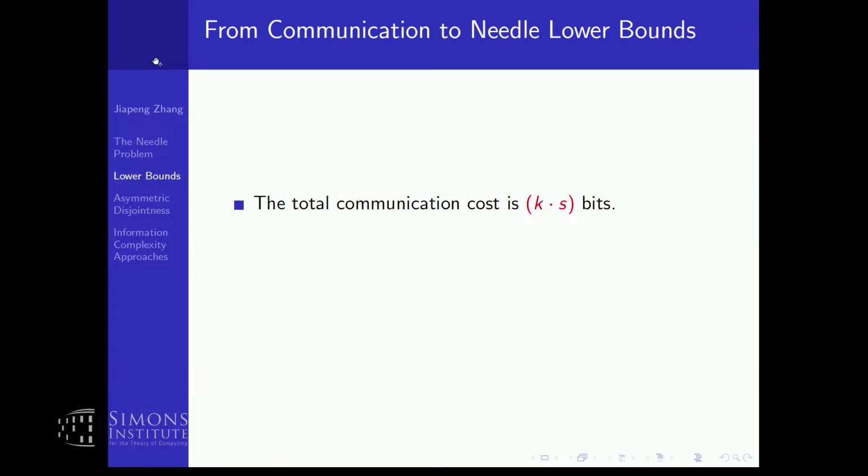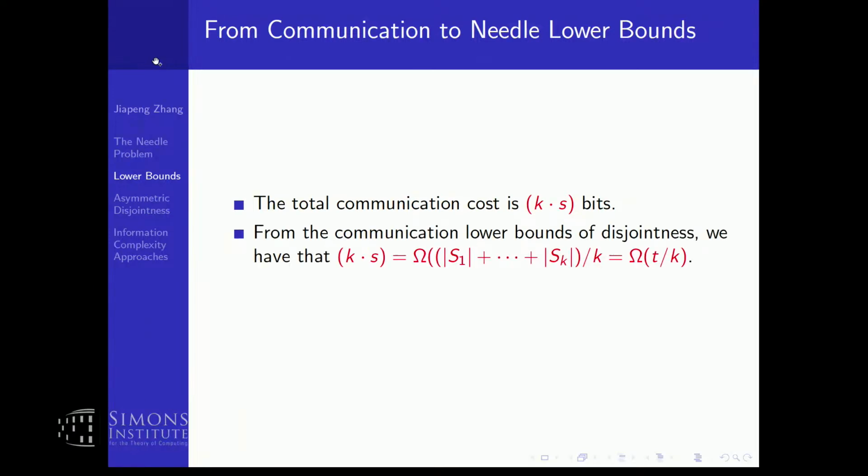The total communication is k times s, and from the communication lower bound, we know that this is at least omega of the summation of the size divided by k. K is the number of players, and recall the relationship: because we partition the t samples into t divided by p players, k times p is equal to t. So by combining everything together, we know s times t is equal to 1 divided by p squared.